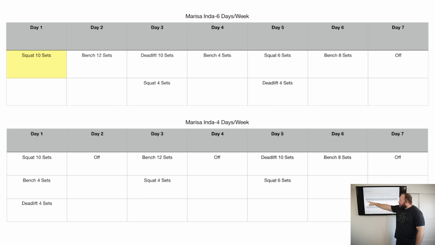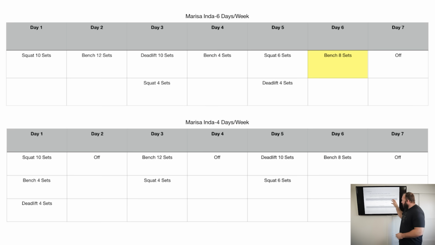followed on day 2 by 12 sets of bench. Day 3 is her biggest deadlift session, doing 10 of her 14 total sets, and just a small squat session to complement that. Some more benching on day 4, a very small session, as it's sandwiched between a bunch of hard workouts. Then our more moderate squat session with our small deadlift session, and then a moderate bench session.